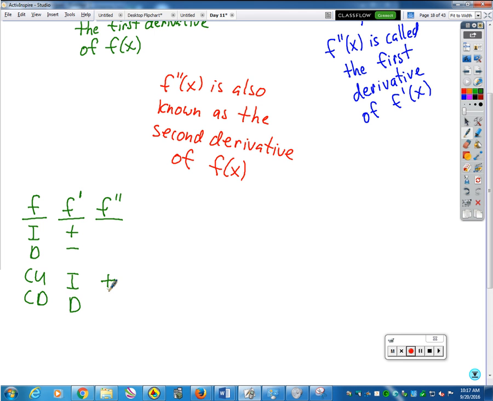Would there be anything in f double prime for the positive and negative? No. There actually is no definitive relationship between the function being increasing and the second derivative of that function. So this must stay blank. The chart just fills out again exactly the same.